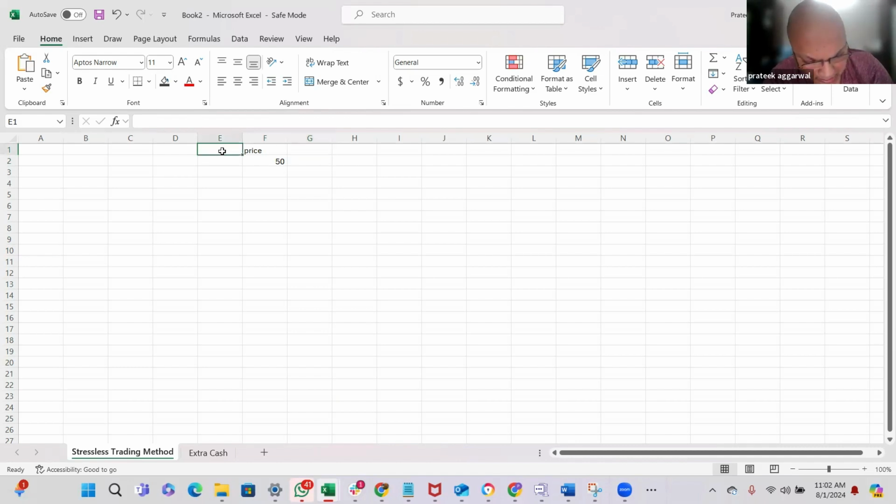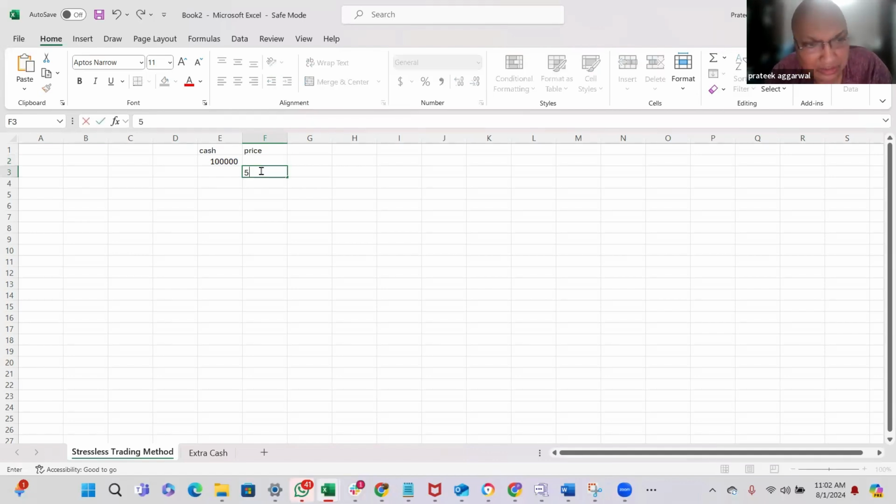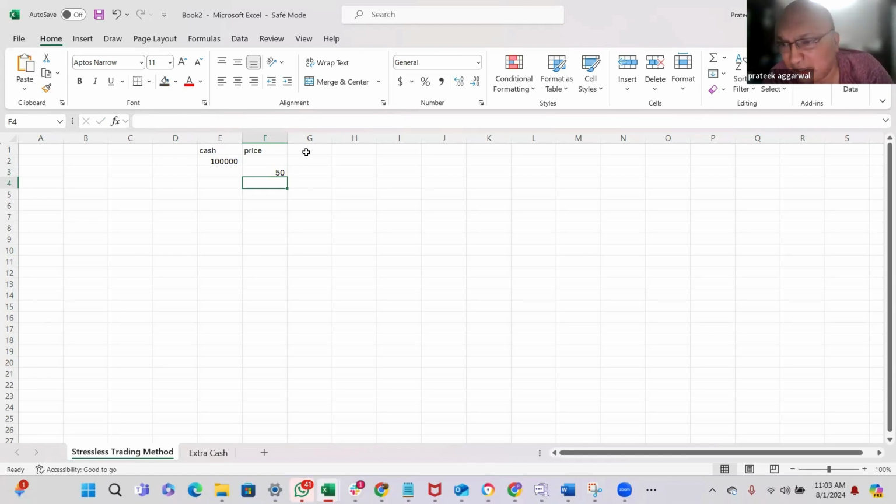And I have cash of 100,000 to spend. I have a cash of 100,000. And the price at which I want to start is $50, right? And initially, although this is flexible, for the current simulation, I will just say that we start off by using 50% of our money to buy some shares.